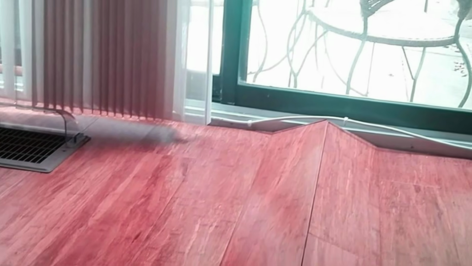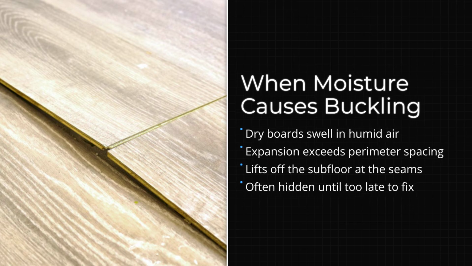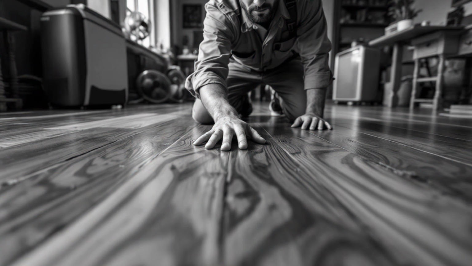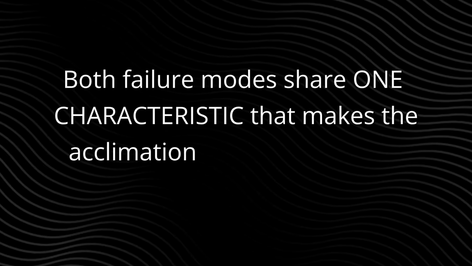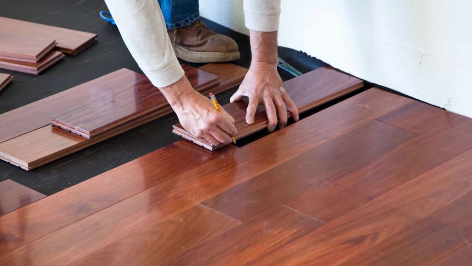Flooring installed dry in a humid environment absorbs moisture, expands, and when the expansion exceeds the available spacing at the perimeter, lifts off the subfloor at the seams, producing the ridge pattern the woman from the opening found in her living room the following August. Both failure modes share one characteristic that makes the acclimation skip commercially viable for the contractor who performs it.